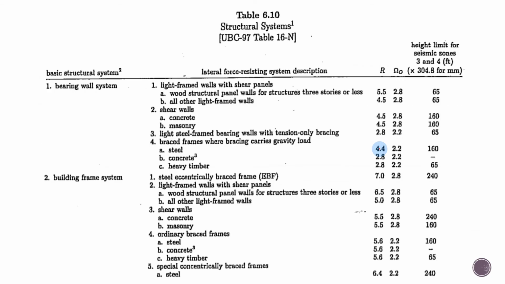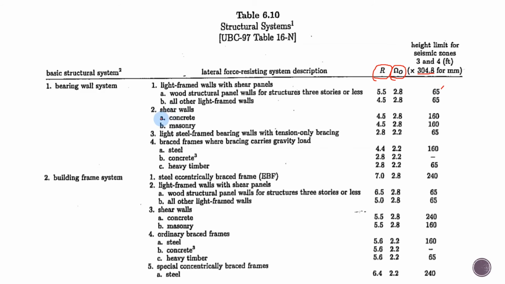Okay, so mo nitong table guys. So this is a table from UBC 97, table 16 and so makita na to dere ang kato mga basic structural systems katong 7 kabuok. Then mga descriptions guys sa lateral force resisting system description. Then naapod ang R value guys, katong mega O, then height limits for seismic zones 3 and 4 in feet. So, i-times na ni guys, kani in feet ni siya. So, i-times na og 304.8 para ma-mm.